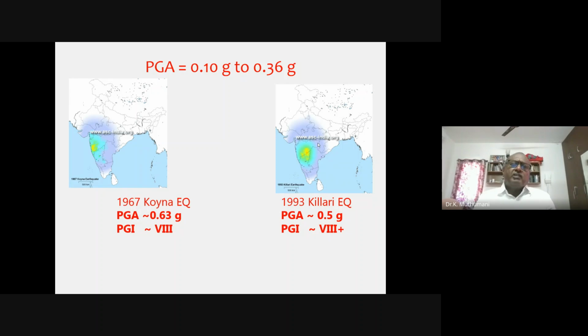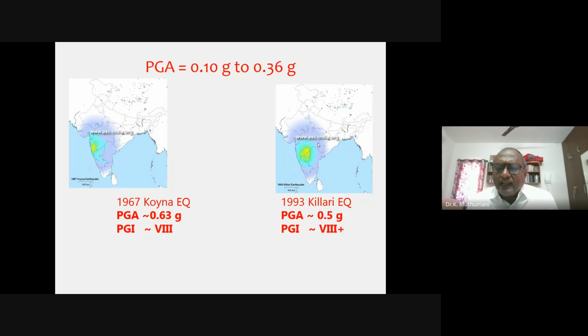Another important point I want you to notice. Our code gives something like 0.1 g to 0.36 g, which is called peak ground acceleration, assuming that that is what is happening. But from our own experience in India, if you take the 1967 Koyna earthquake, the recorded PGA was 0.63 as against what is to be given.